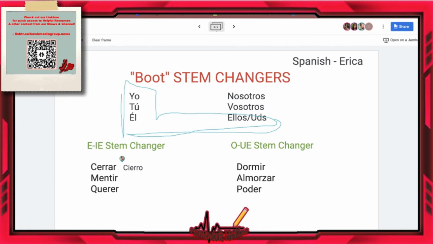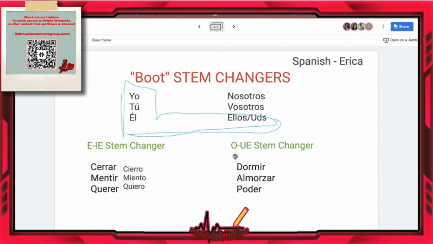Then we have querer, which means to want or to desire, and we change this to quiero. This is quiero, and again, same thing applies. Whenever you have a verb like that, these are a memorized list, there's not a real pattern to it. And we do it because it just sounds better when we change it. So now we're going to go over to O to UE stem changers.